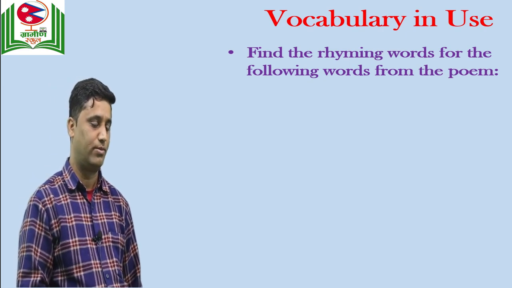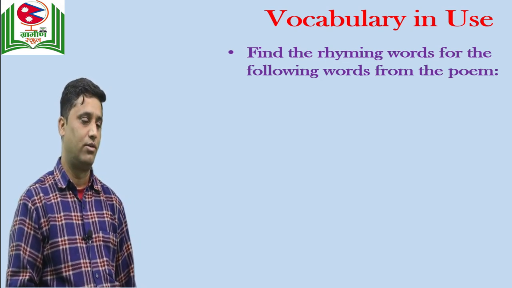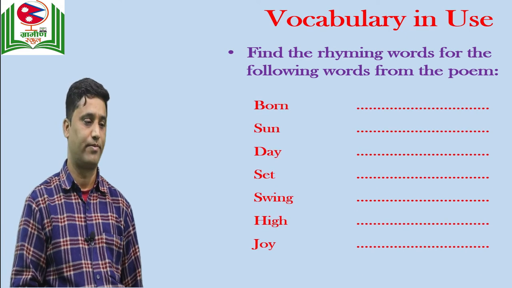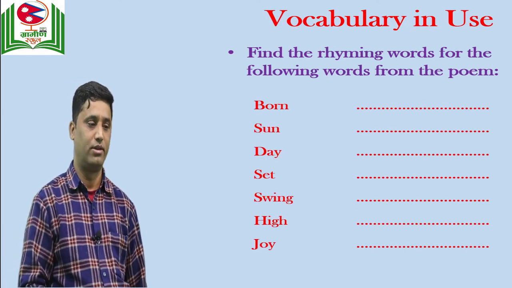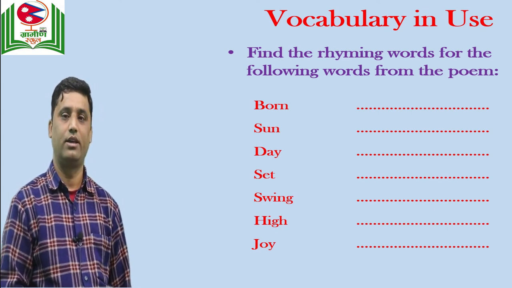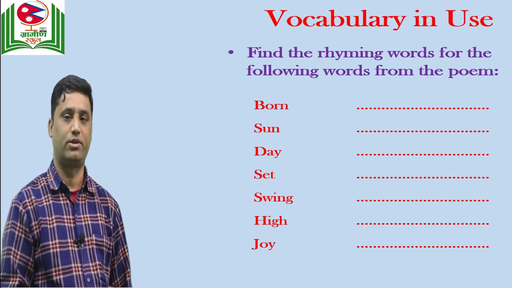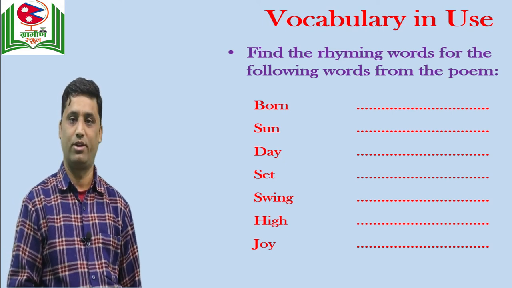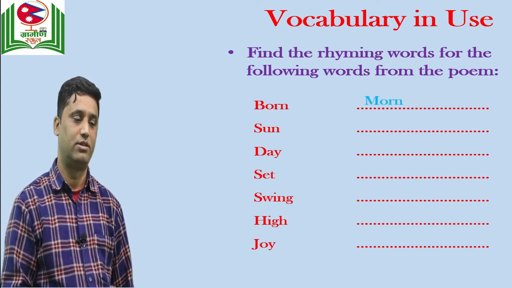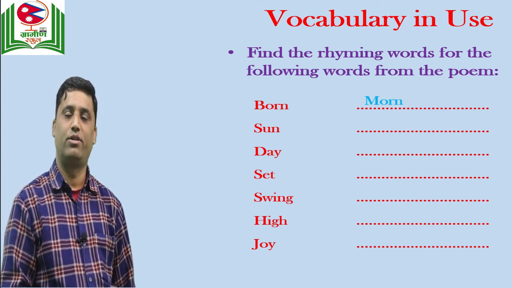If you turn the pages of your book after the poem, you can see Vocabulary in Use. What is the instruction given there? Find the rhyming words for the following words from the poem. See the words born, sun, day, set, swing, high, and joy. Do you think you can find the rhyming words for these words? Okay, born. We have already discussed it while discussing the poem. What is the rhyming word for born? This is mourn. Mourn.